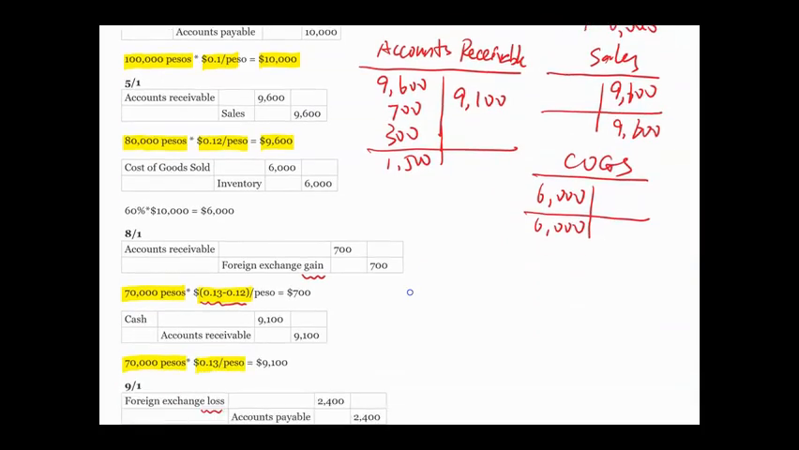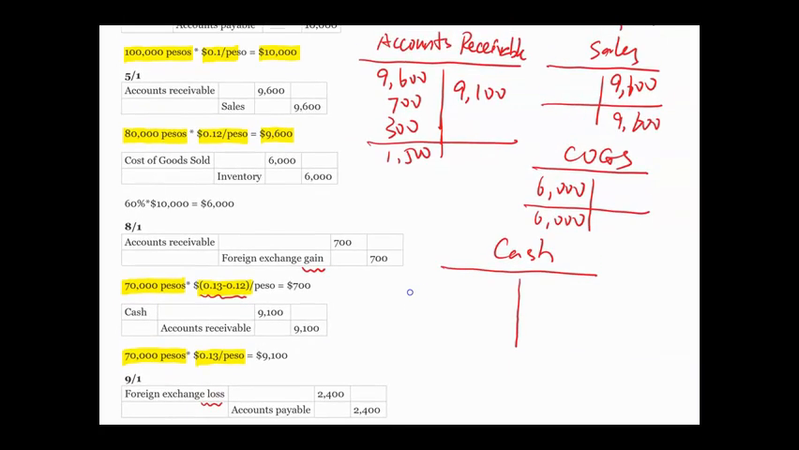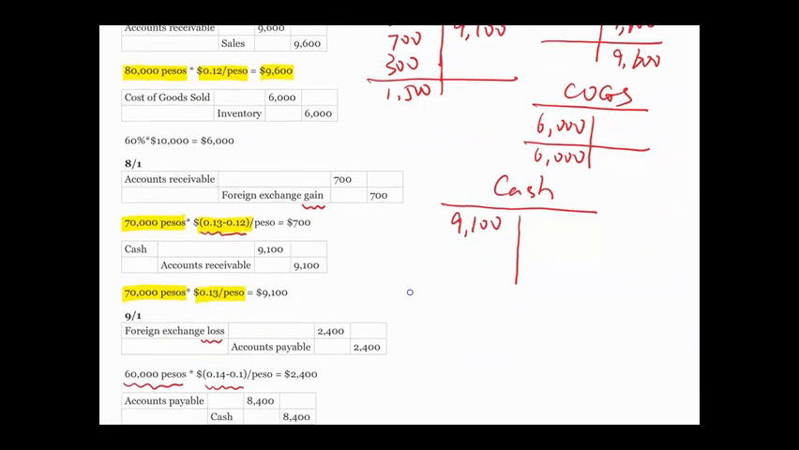Okay, we still have one more to calculate: the cash. For cash, we need to figure out how much cash they collected and how much cash they paid. We know that on October 1st, they collected cash of 9,100. And then on September the 1st, they paid 8,400. Assuming they don't have any beginning balance of cash, the ending balance of cash will be 700.